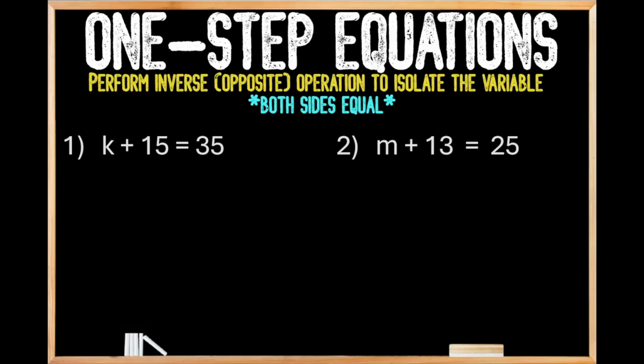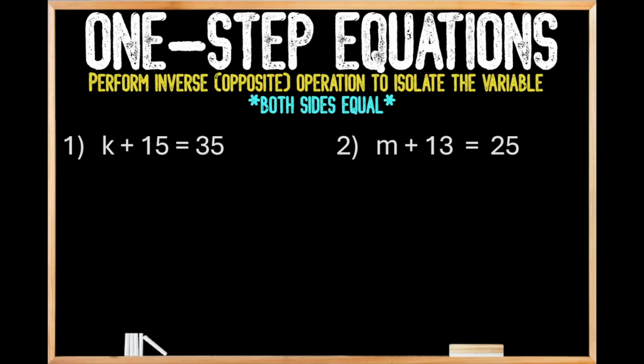For question number 1, we're being asked to solve for the value of k. And as we can see up top here, highlighted in yellow, in order for us to isolate our variable of k, we're going to perform the inverse or opposite operation of whatever is being done to k in this problem. Well, here we have k plus 15 equals 35. So we need to undo whatever's being done to k by performing the opposite operation.